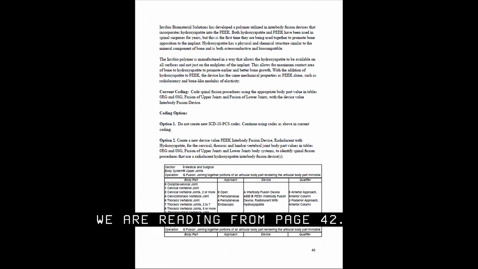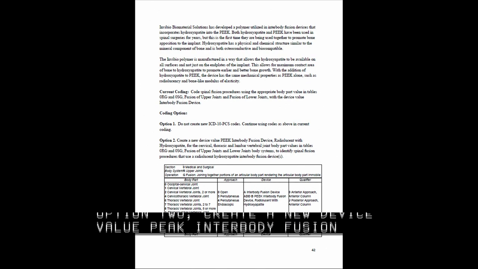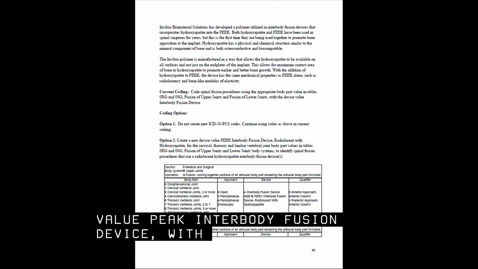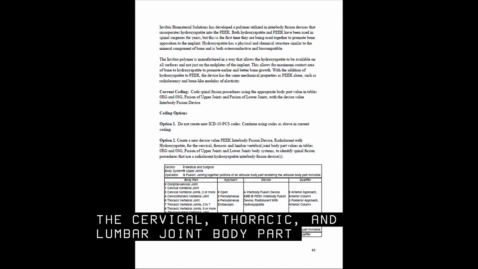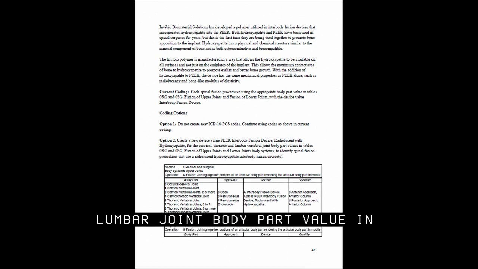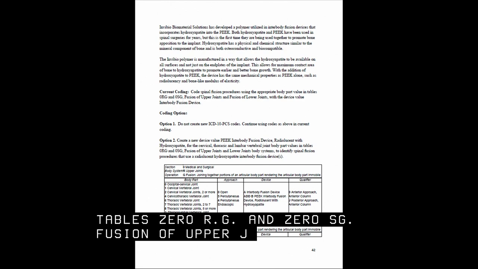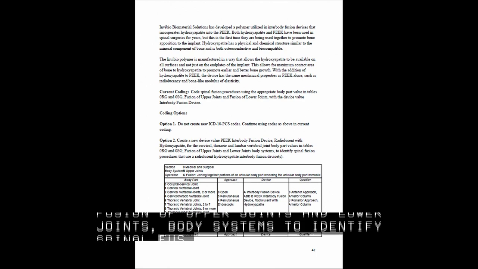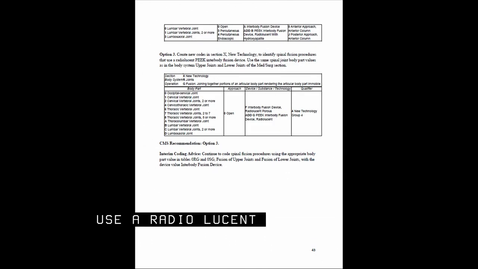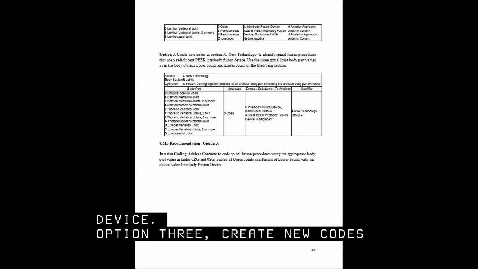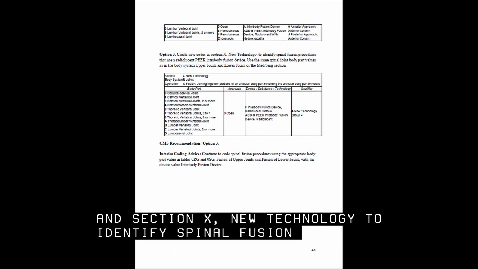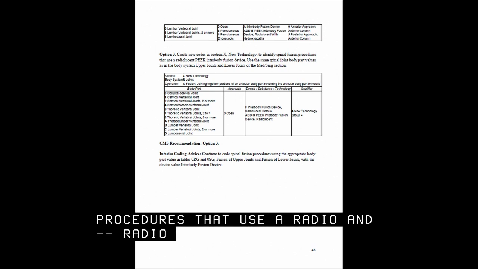Option 2: create a new device value, PEEK interbody fusion device, radiolucent with hydroxyapatite, for the cervical, thoracic, and lumbar vertebral joint body part values in tables 0RG and 0SG, fusion of upper joints and lower joints body systems, to identify spinal fusion procedures that use a radiolucent hydroxyapatite interbody fusion device. Option 3: create new codes in Section X, New Technology, to identify spinal fusion procedures that use a radiolucent PEEK interbody fusion device. Use the same spinal joint body part values as in the body systems upper joints and lower joints of the MedSurg section.